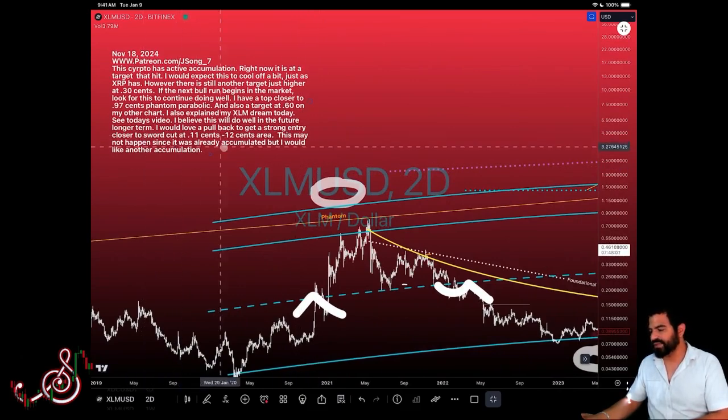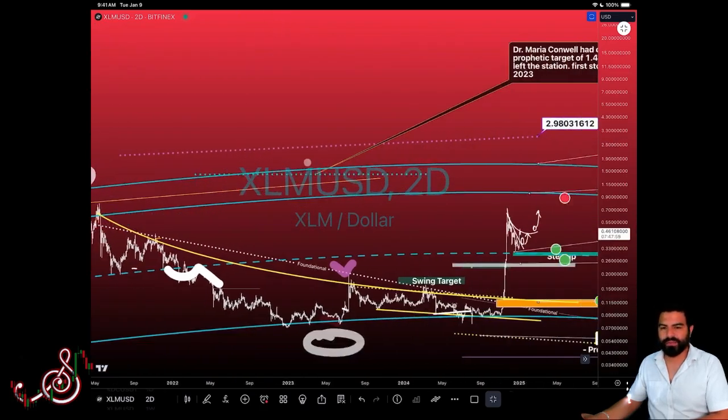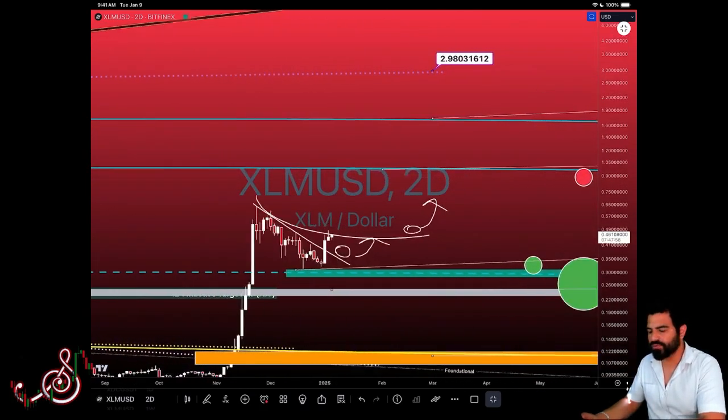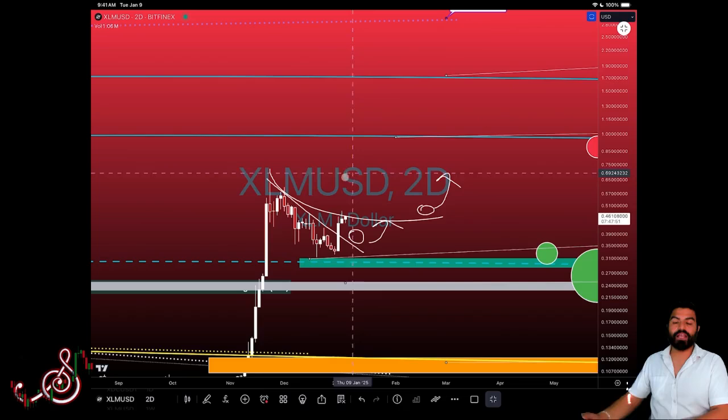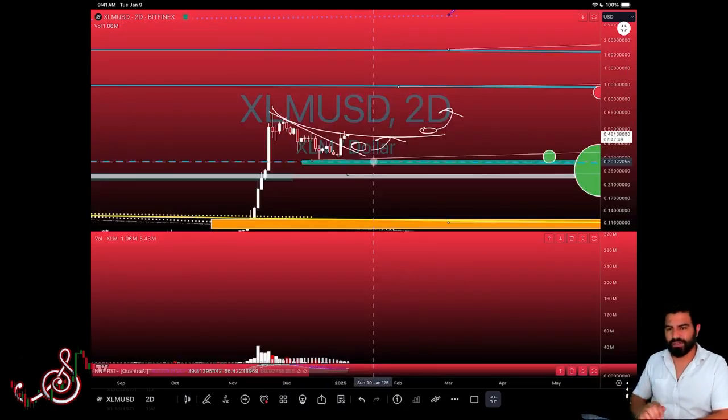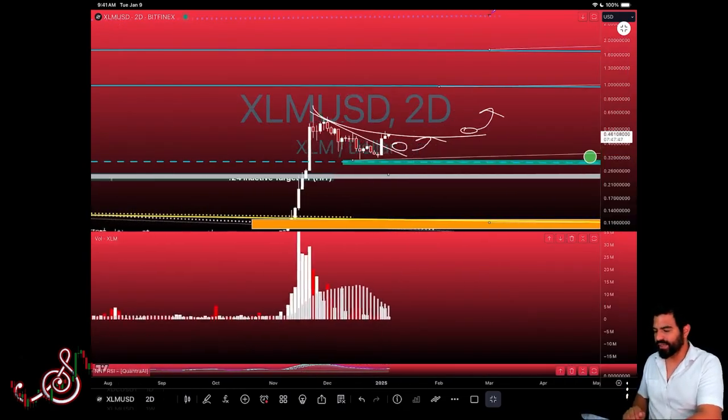This may not happen since it was already accumulated, but I would like another accumulation. That means that the next pullback, I would like some really strong volume. That's one accumulation I would like. The other situation was like we would like a down move on lack of interest. Let's pull up the volume and see what we got.